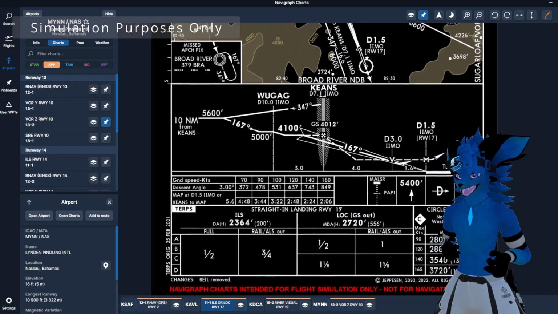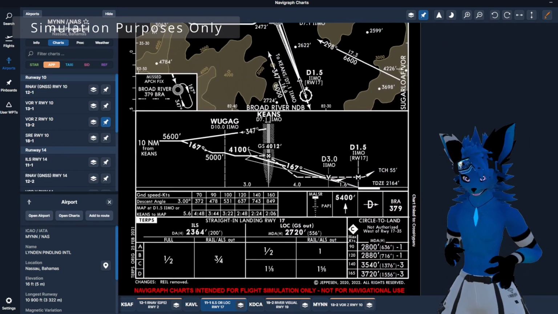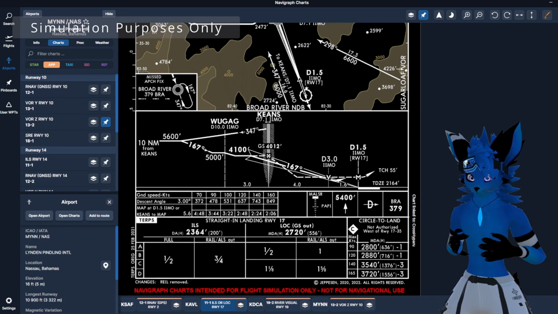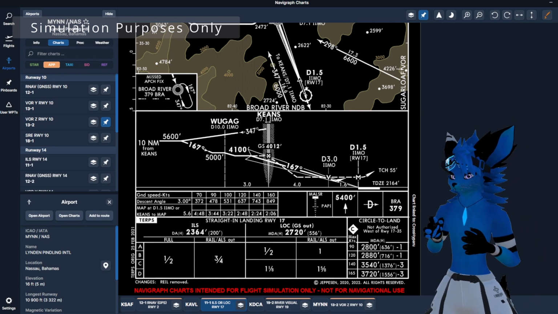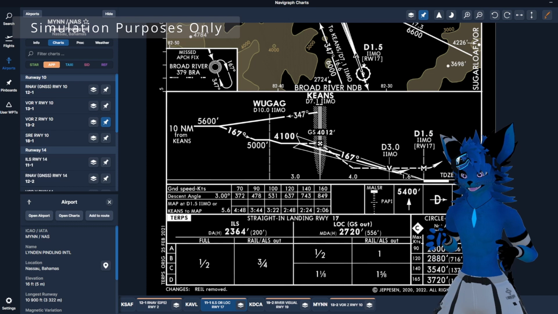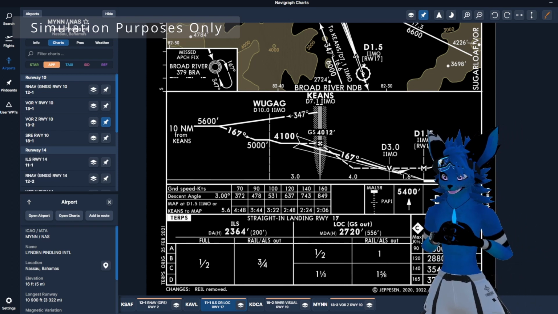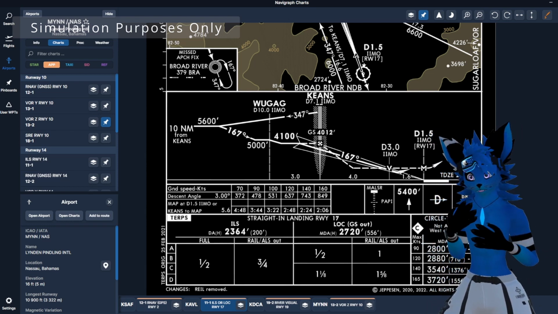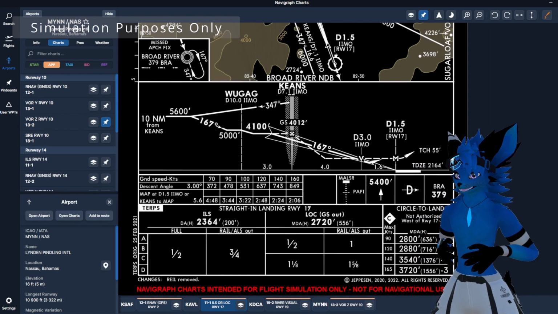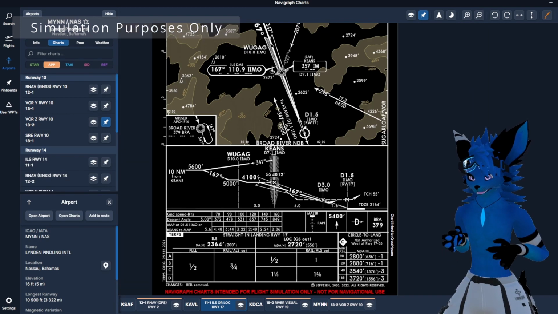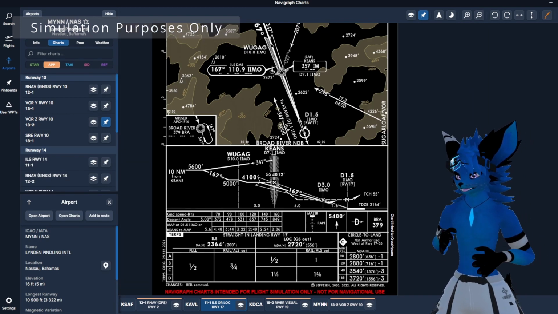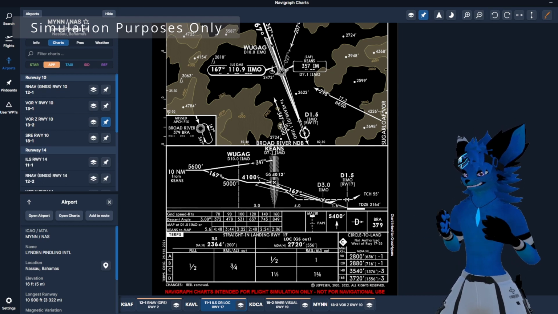Over here towards the right, we have the approach lighting system that we can be expected to see. It's a MALSR approach lighting system with a PAPI on the right-hand side. And they give you a graphic of what that approach lighting system looks like so you know what to expect when you come out of the clouds. We then have an abbreviated missed approach. It's a climb to 5,400 feet, direct to the Broad River VOR, and hold as published.